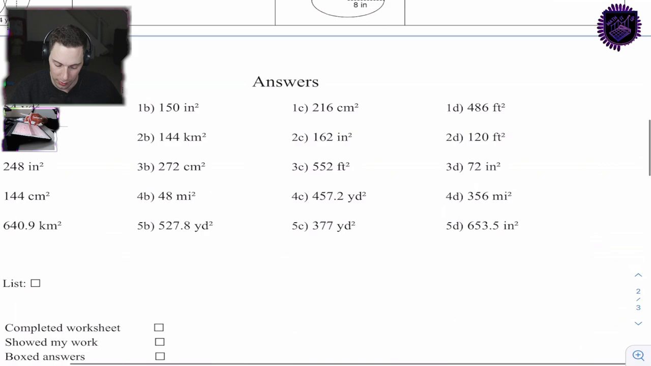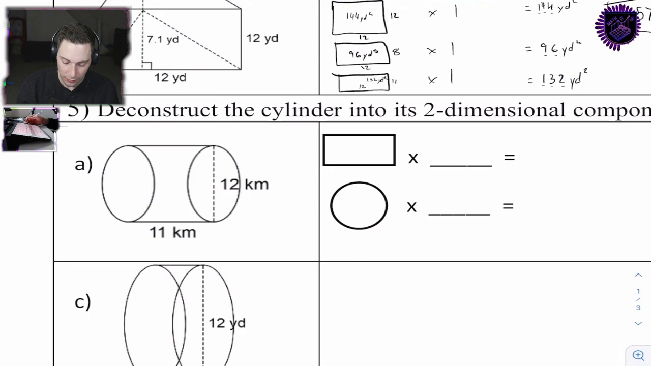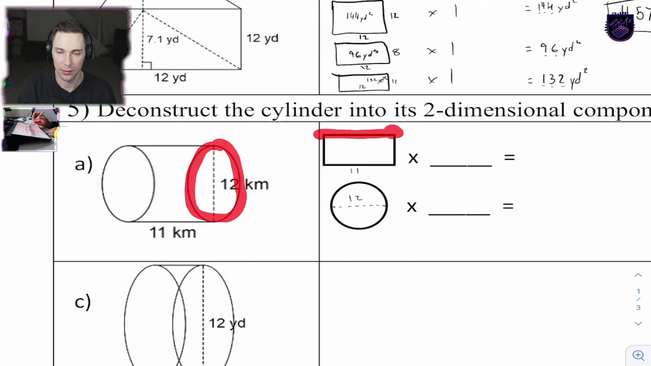Okay. 5A. So we have a circle with a diameter of 12, and a rectangle with a measurement of 11, and we don't know the other one yet because we need to find the circumference. So we're going to find the circumference of this circle, which is going to be equal to the length of that length there.